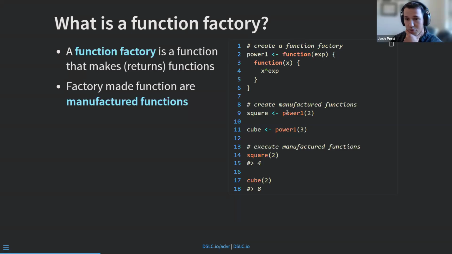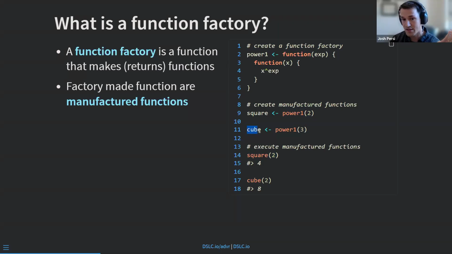So in this case, we can use the function factory, power1, with 2 as the argument for the exponent parameter, and we get a new function called square. And square can be used just like any other function. You write square into the command line or into your script with the x parameter here being 2, and 2 to the power of 2 is 4.